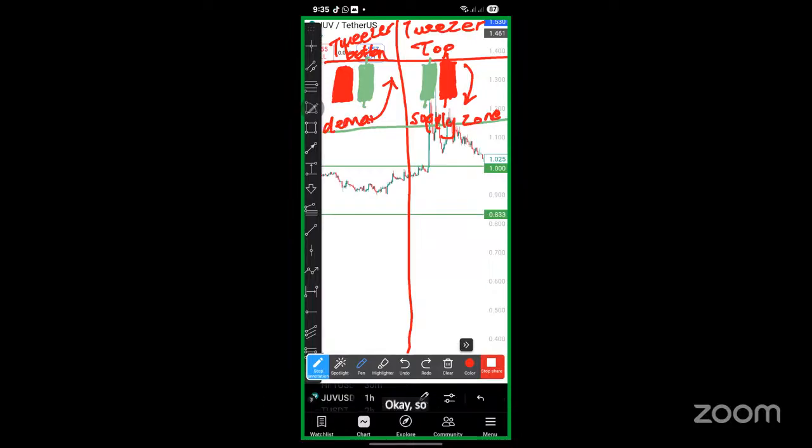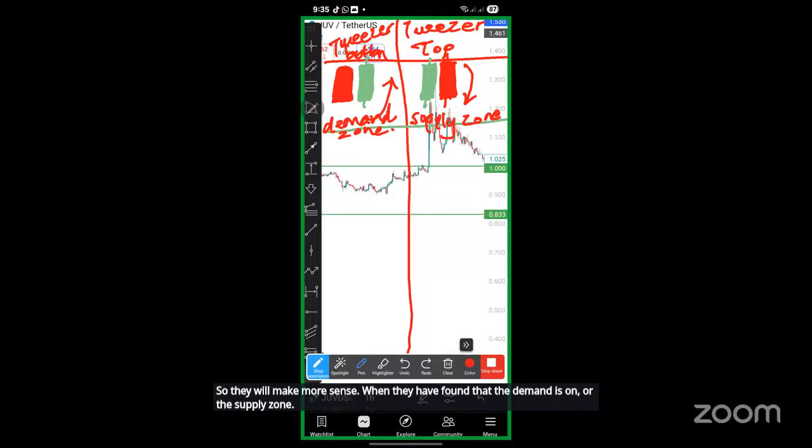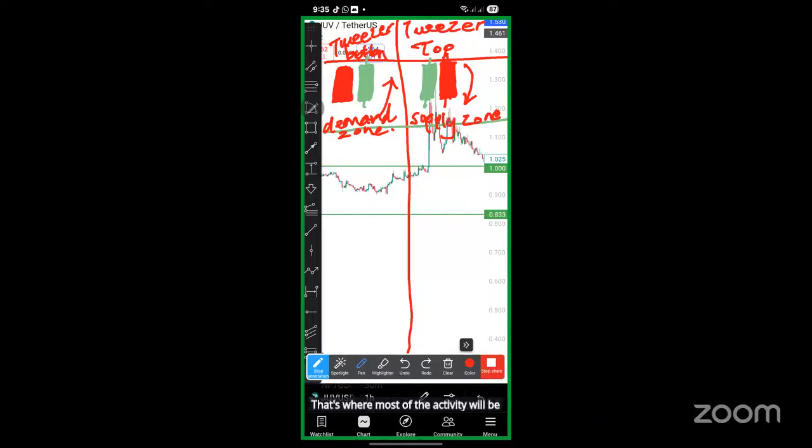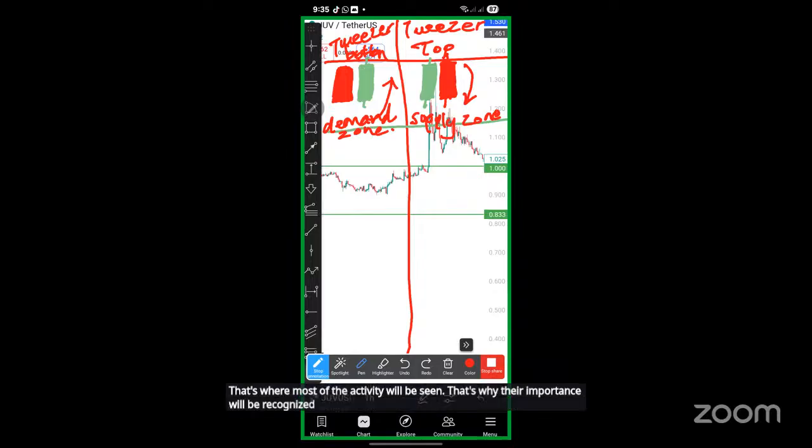Okay, so the candlesticks we are looking at will make more sense if they are found in key areas. And when you talk about key areas, we mean the supply and the demand zones. So they will make more sense when they are found at the demand zone or the supply zone. That's where most of the activity will be seen. That's where their importance will be recognized. You understand? So that is the tweezer bottoms and the tweezer tops.